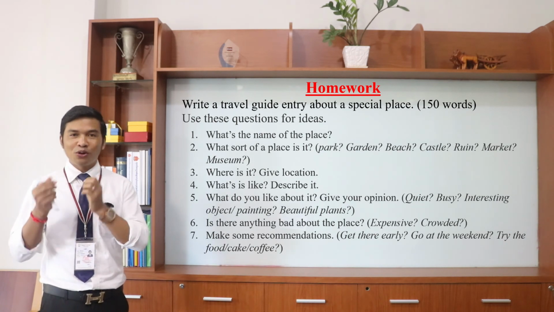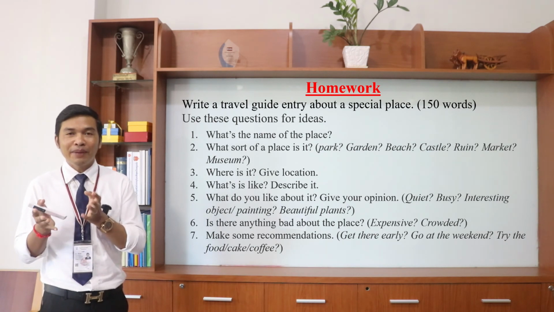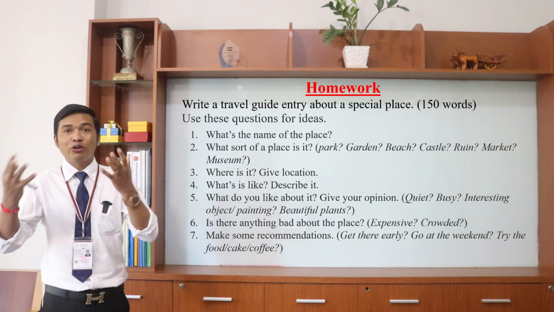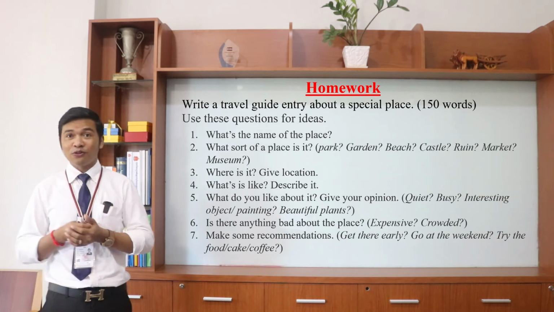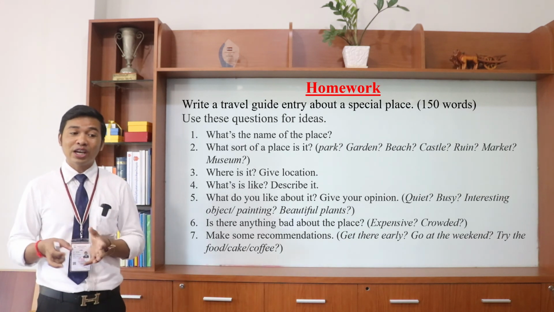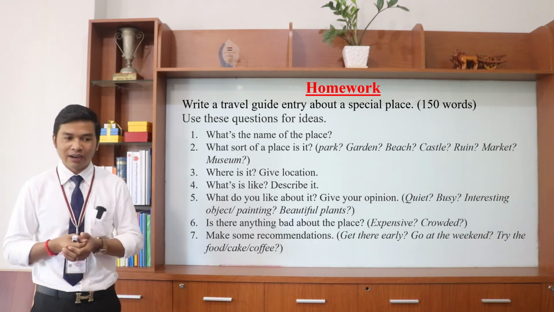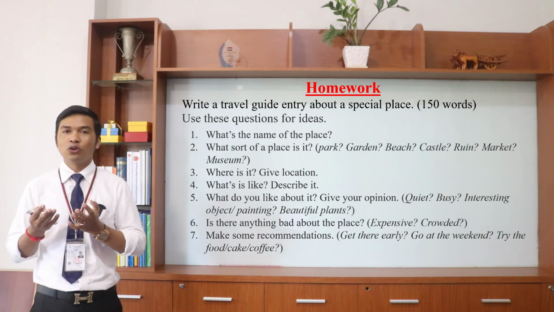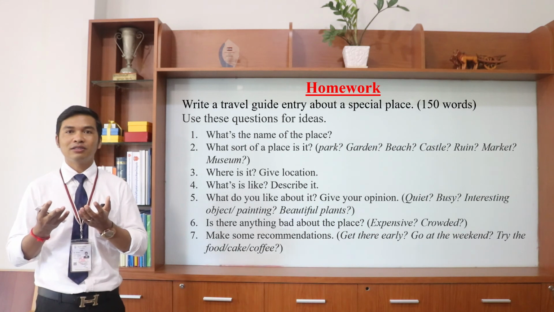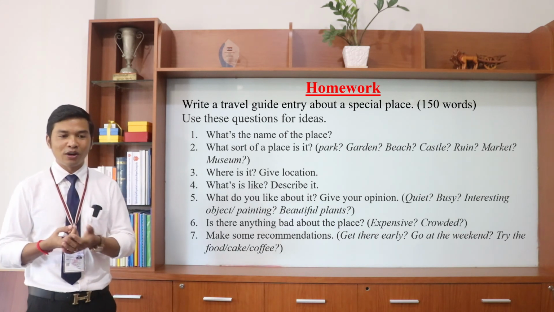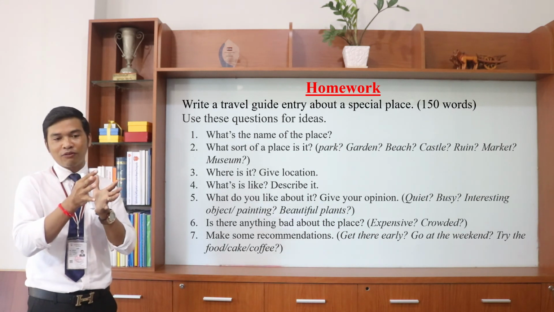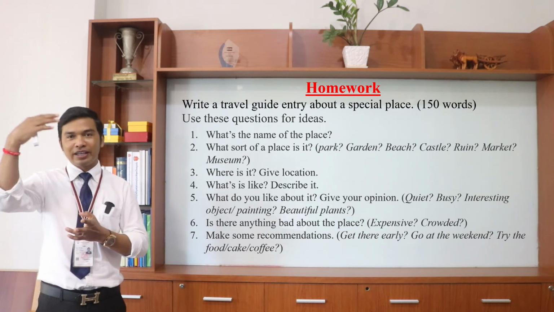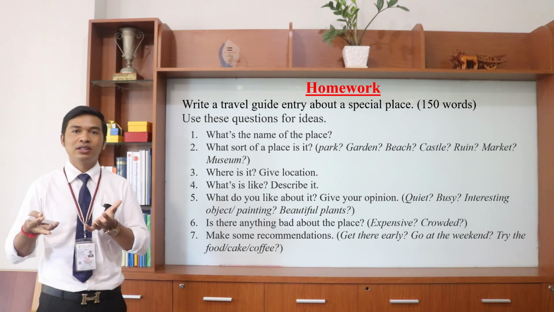Alright, number 6, is there anything bad about the place? So you have to talk about any bad things when you go to that place. For example, crowded, quiet, a traffic jam, or far, something like that, right? And number 7, the last question, make some recommendations for your friends and other people. For example, you should go at the weekend or on a weekday, something like that, or in the summer or in the winter, right?